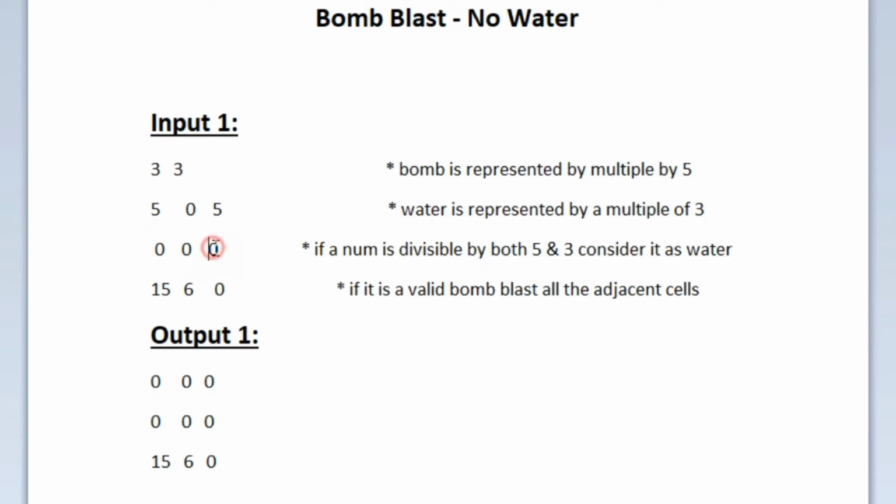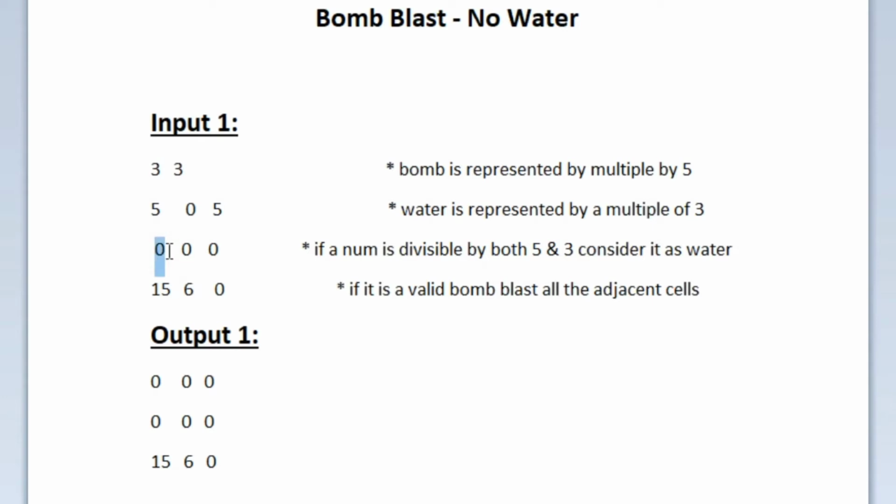And the next adjacent cell is the bottom cell. But here the bottom cell is a water, because it is a multiple of 3. The integer 6 is a multiple of 3. So the bomb could not blast this cell. So this cell remains as such. So this bomb has blasted itself and the left, right and top cells. The bottom cell is a water, so it could not blast it.